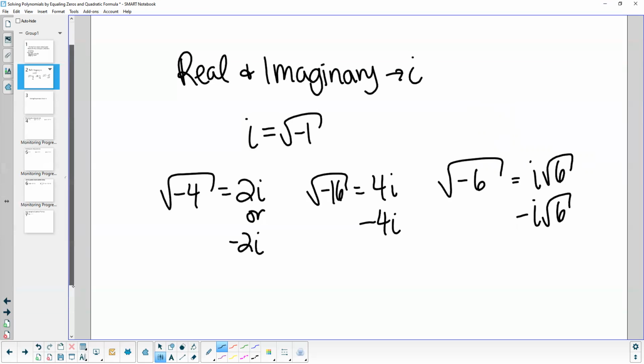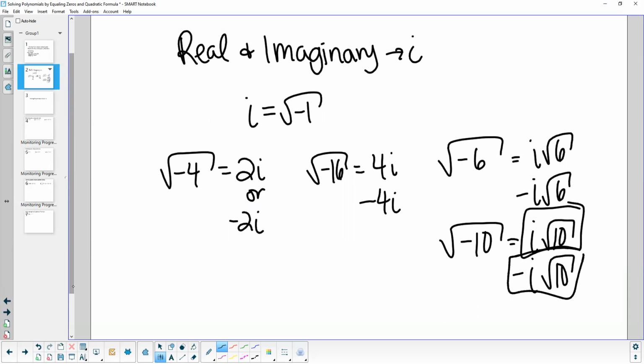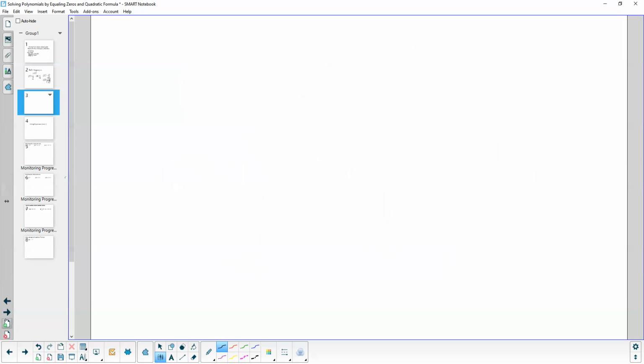So take a moment to think, what would the square root of -10 be? Well, the square root of 10 doesn't come out pretty. So we're going to end up getting i square root of 10 and -i square root of 10. And these answers here are totally valid and totally okay. So if there's a negative inside, this is what we want to know.